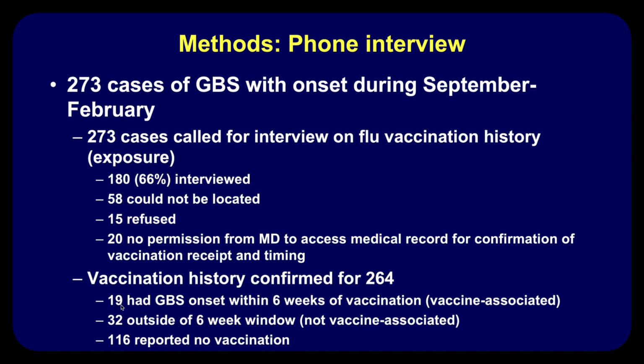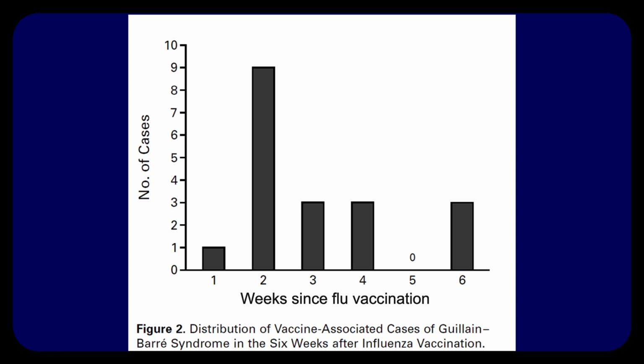And what we found here was that 19 of these individuals had onset of Guillain-Barré syndrome within 6 weeks of vaccination. As I mentioned, it's possible, given that timing, that those cases could have been caused by the vaccination. And then there were 32 people who had Guillain-Barré syndrome onset outside of that 6-week window, which makes it much less likely that the vaccine caused their Guillain-Barré syndrome. And then there were 116 people that reported not having any vaccination. And this sort of reflects what the vaccination coverage looked like in this population.